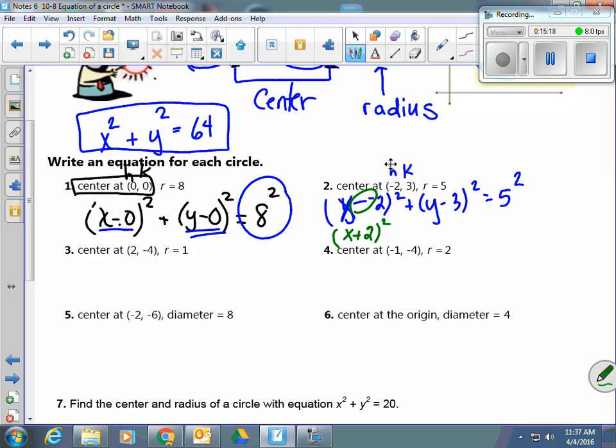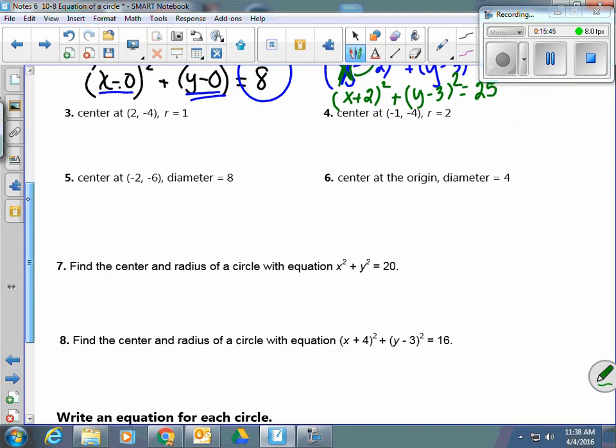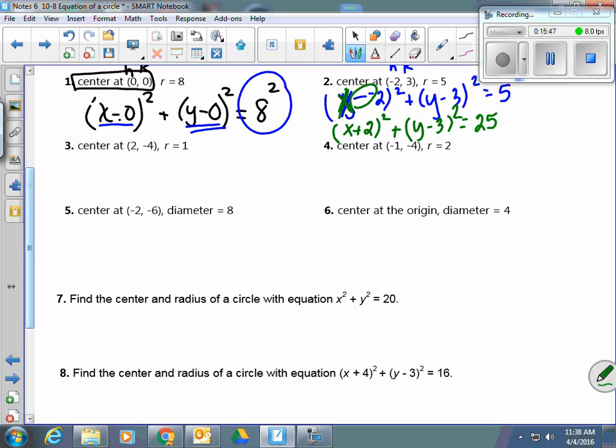Yes, sir? Why are they both 1? Why are they both what? 1. Oh, no, this is an x. I just changed it. I made a mistake. Okay, so then plus, right here is just y minus 3 squared. And what's 5 squared? 25. Okay, how many of you had that as your answer or something close? Or if you messed up, did you fix it and you understand now? Better? Okay, try 3 and 4.